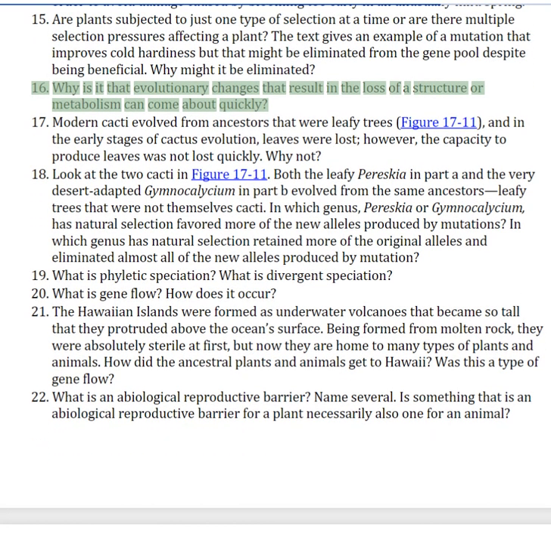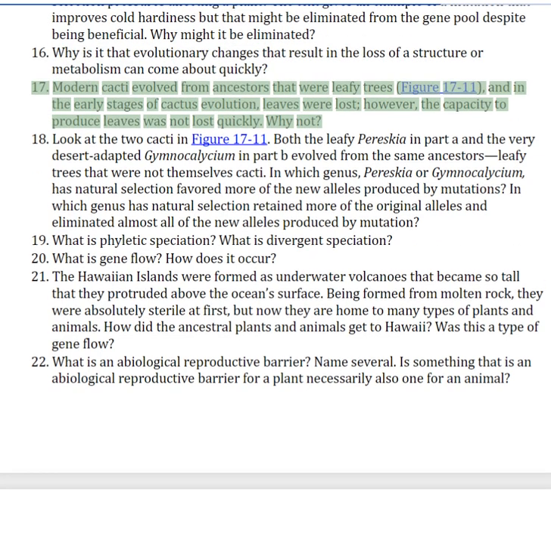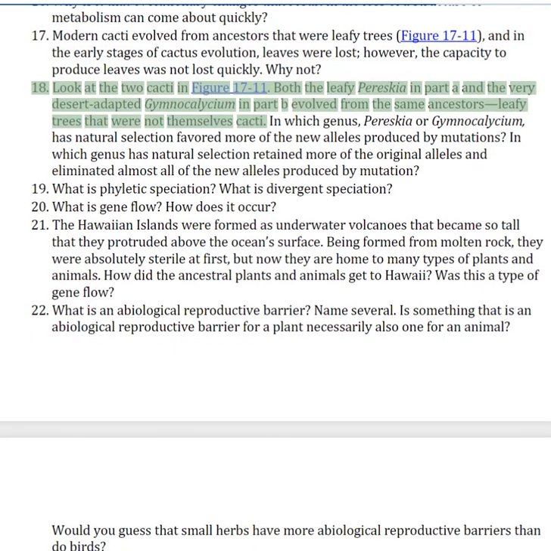16. Why is it that evolutionary changes that result in the loss of a structure or metabolism can come about quickly? 17. Modern cacti evolved from ancestors that were leafy trees, and in the early stages of cactus evolution, leaves were lost. However, the capacity to produce leaves was not lost quickly. Why not? 18. Look at the two cacti in Figure 17.11.